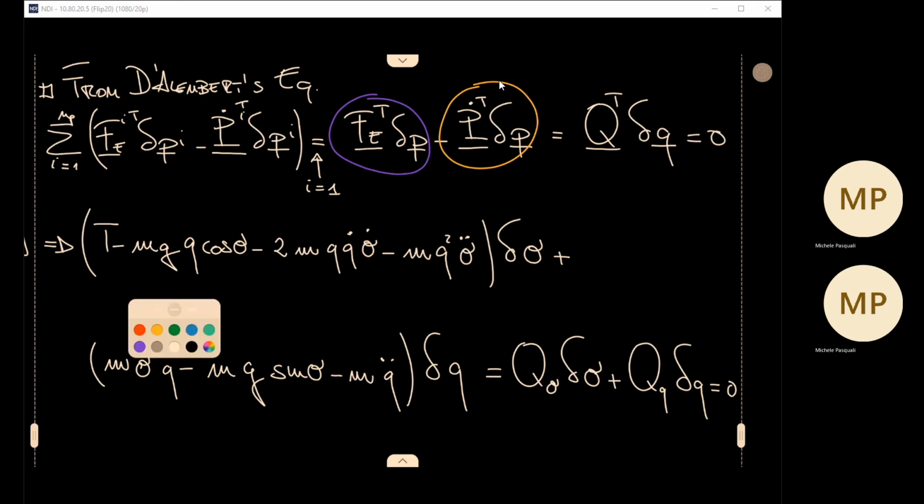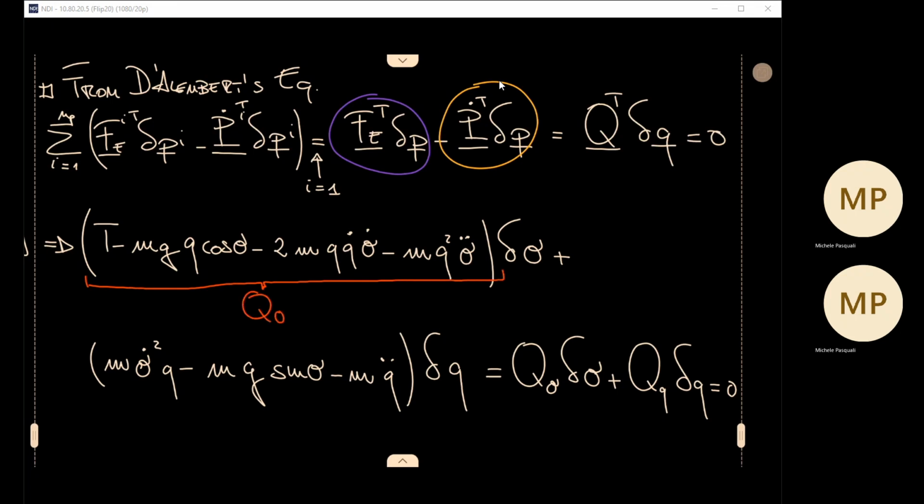All of this means that this first here is our first component of the vector of generalized forces. So this is our q theta here, you see? Correct? And this second here is our second component of q. Okay?